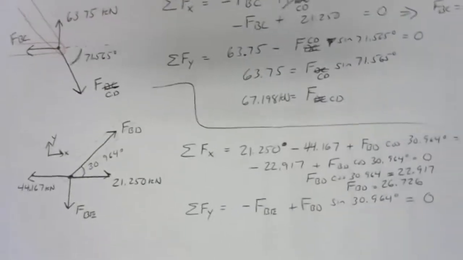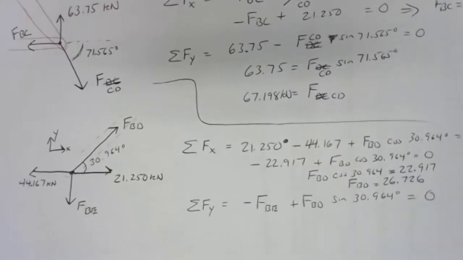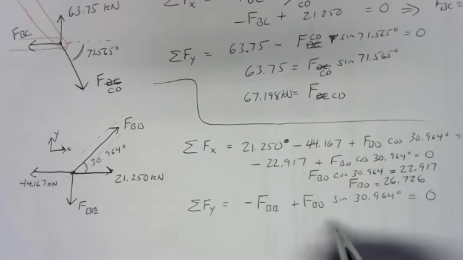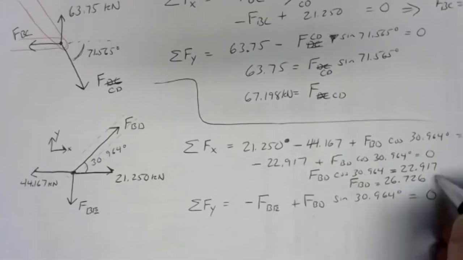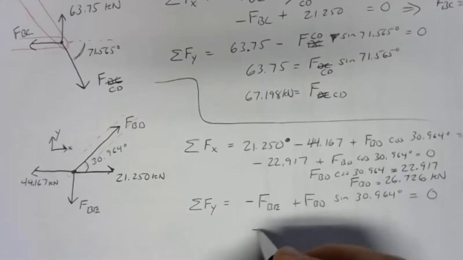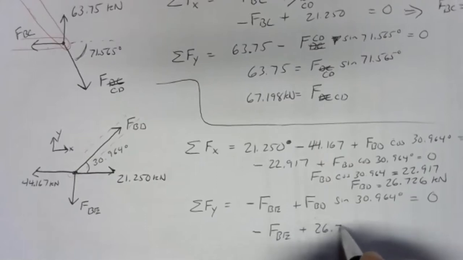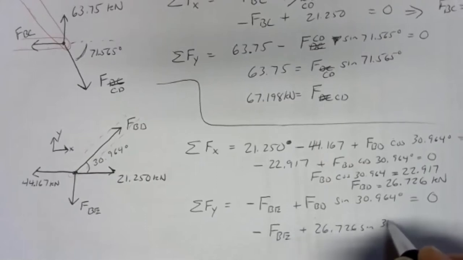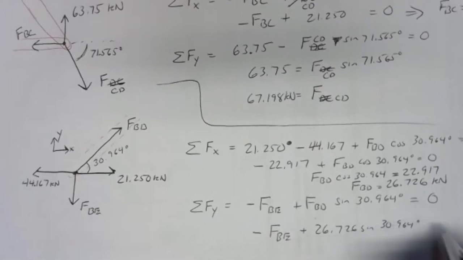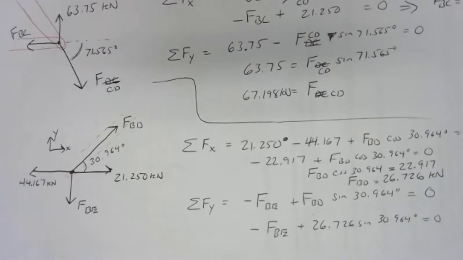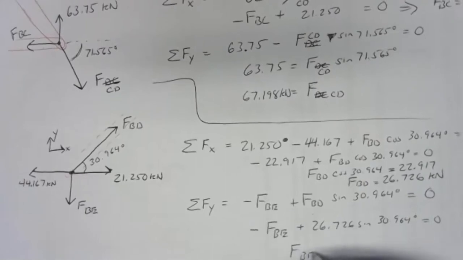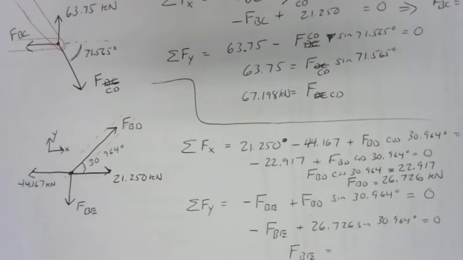Going back to the equations, now that we know member BD, we can go ahead and solve for member BE. So if we plug in the 26.726 kilonewtons that we had for BD, we've got negative FBE plus 26.726 sine of 30.964 degrees equals 0. If we add FBE to both sides, we'll just get FBE equals 26.726 times the sine of 30.964.